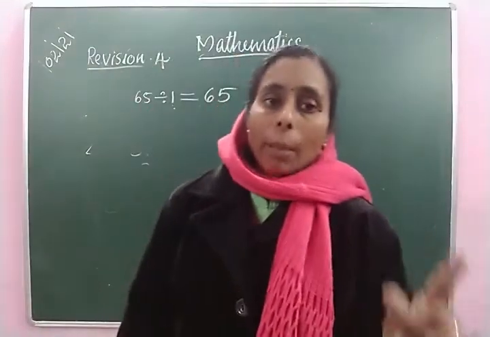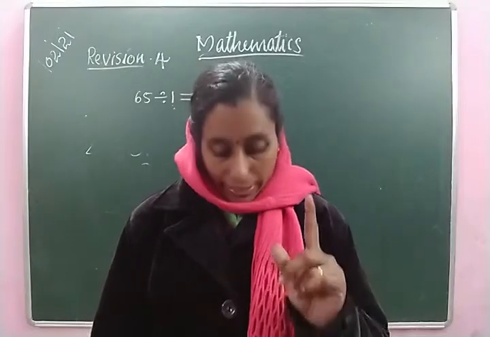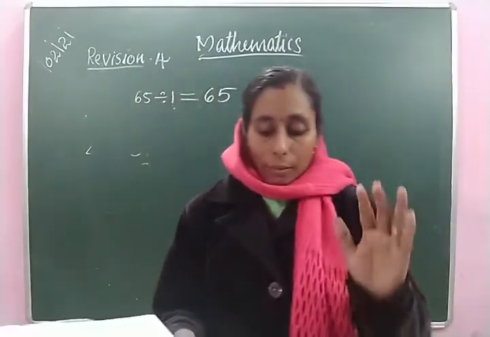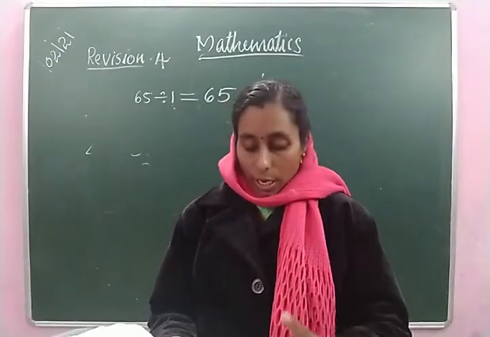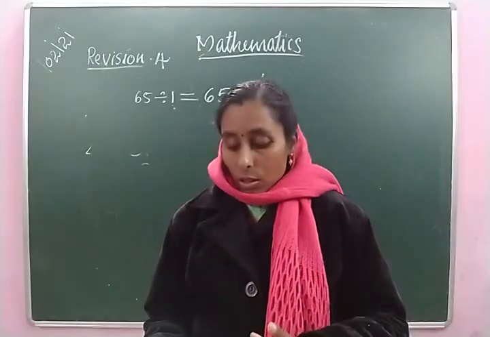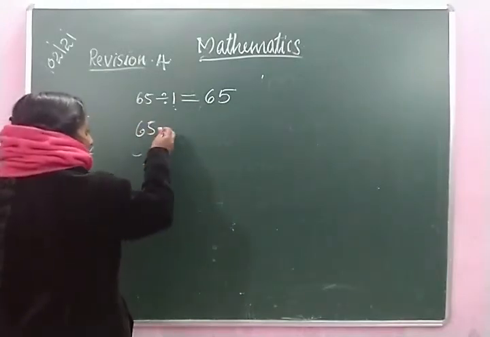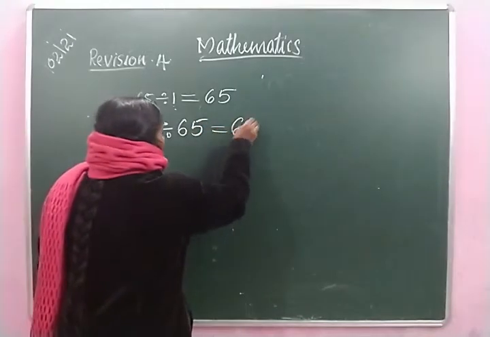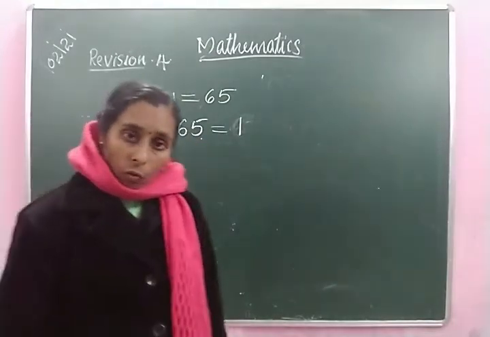Whenever we divide a number by 1, we get the same number as the quotient, the same as the dividend. When the divisor and dividend are the same, not a zero number, if it is any number other than zero, then the quotient is 1. Here the dividend is 65 and the divisor is also 65. The quotient will be 1. 65 divided by 65 is equal to 1.